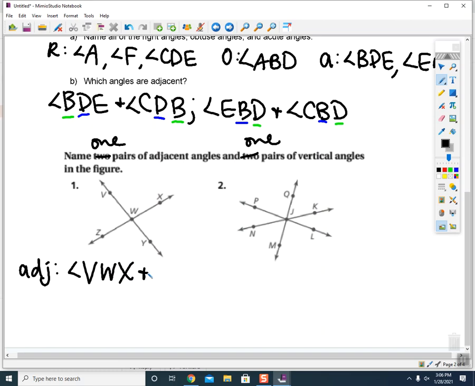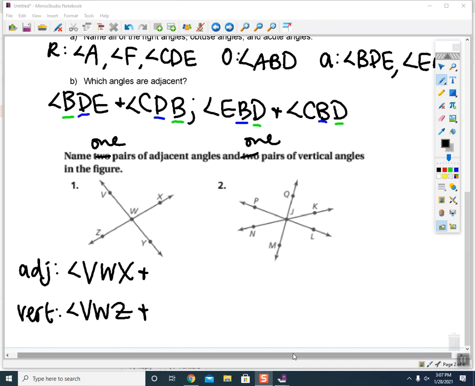and then if I have vertical angles, they're across from each other. So let's do VWZ and something else. So I'm picking the first angle for you to work with. I want you to find the next one. So tell me, what is an angle that's adjacent to VWX, and what is the angle that is vertical to VWZ? Go ahead and try that on your own.